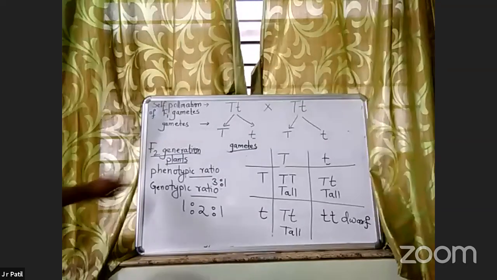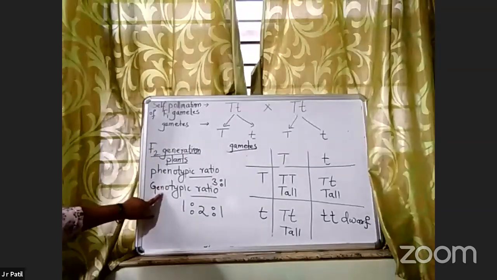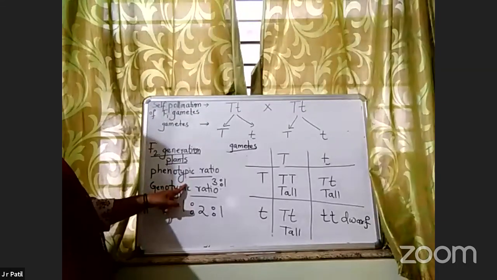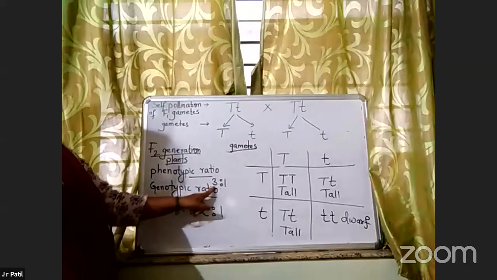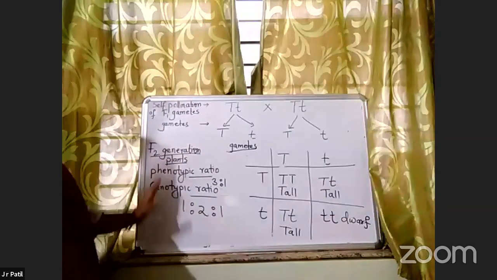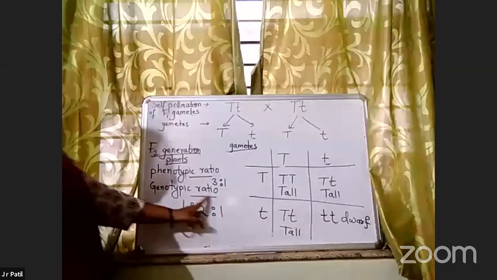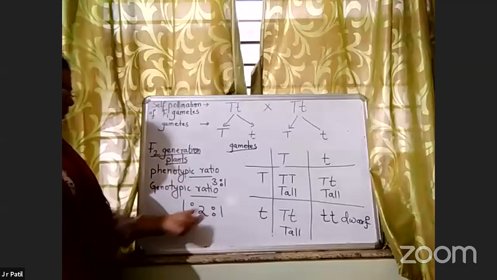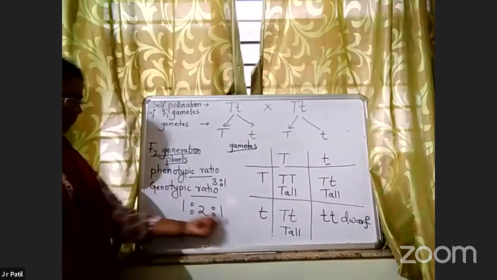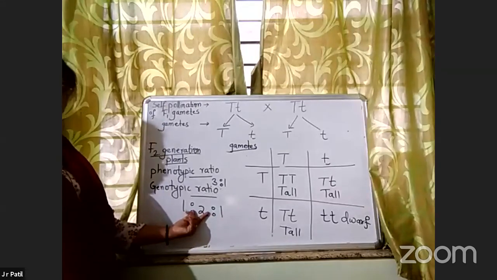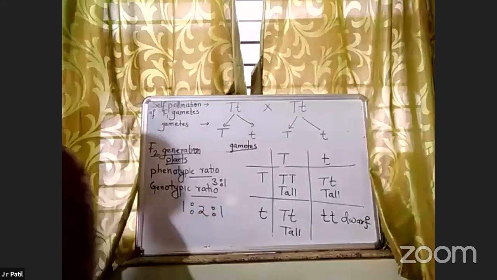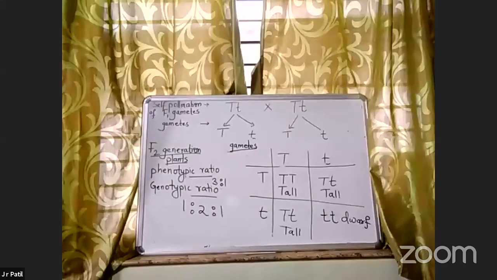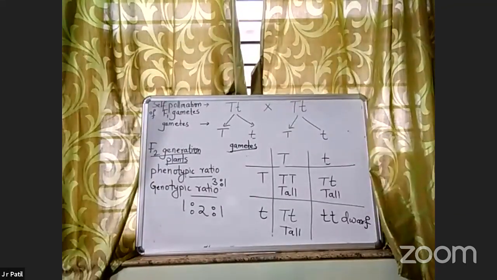This is physical appearance, this is genetic makeup. Can you understand? Phenotypic is physical appearance. Three plants are tall, one is short. We don't see about genes there. But genotypic ratio means we consider the genes also. That time, pure tall genes are one plant, hybrid tall two plants, pure dwarf one plant. So 1:2:1. Clear?